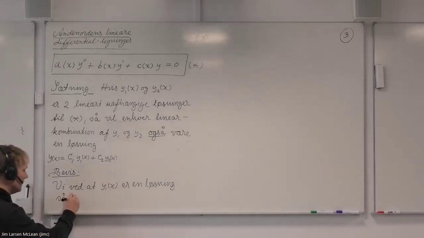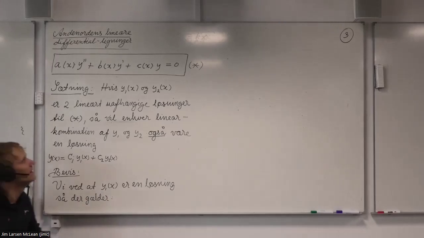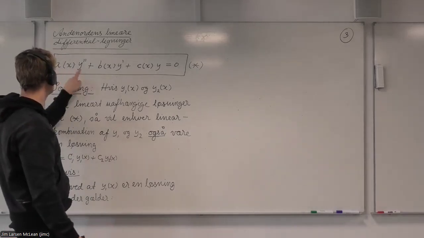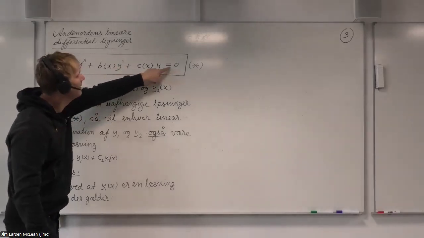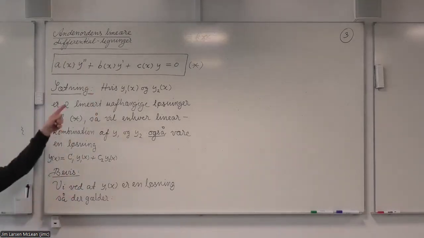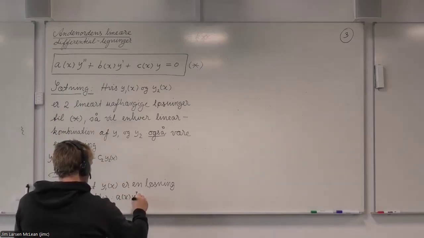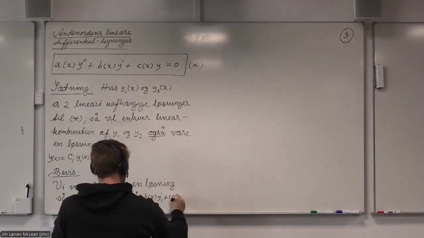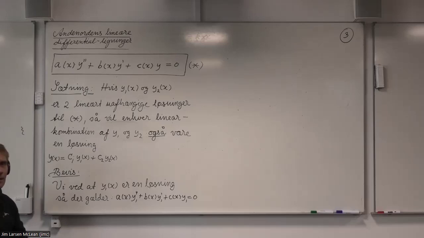So what applies? If it is a solution, then what I am writing now holds true. It gives 0 when you substitute it, otherwise it wouldn't be a solution. Therefore, a of x times y1 double prime plus b of x times y1 prime plus c of x times y1 will certainly give 0. So it is a solution. And we know that y1 is a solution because we assumed it in the hypothesis. So we know that it holds that a of x times y1 double prime plus b of x times y1 prime plus c of x times y1 equals 0. Do we know more than that?